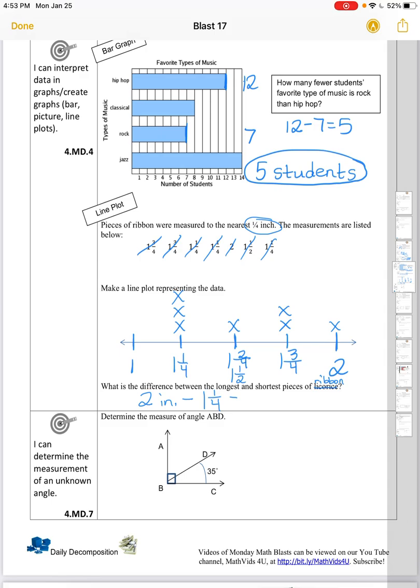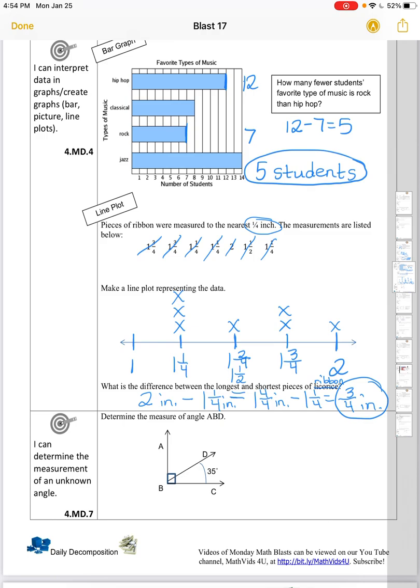So now it's 2 inches minus 1 and 1/4 inches is equal to, we can say 2 inches, we know, is 1 inch and 4/4 inch. That makes up the second whole inch there. So 1 and 4/4 minus 1 and 1/4. And with that, we have a difference of 3/4 inch.